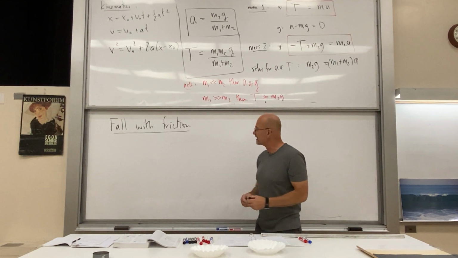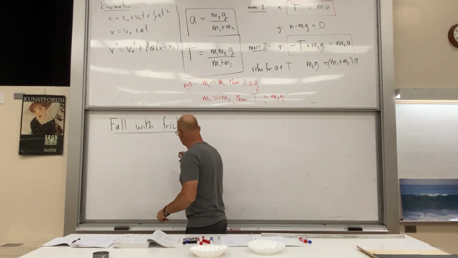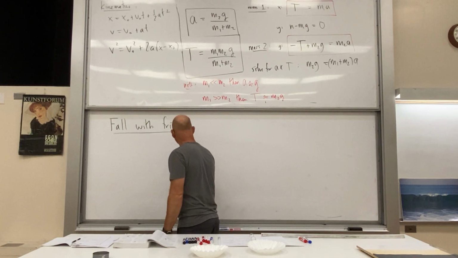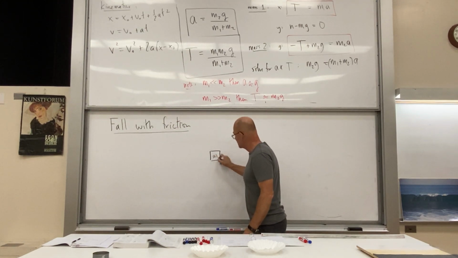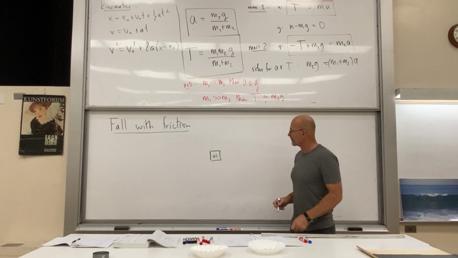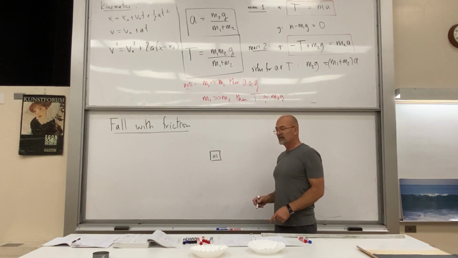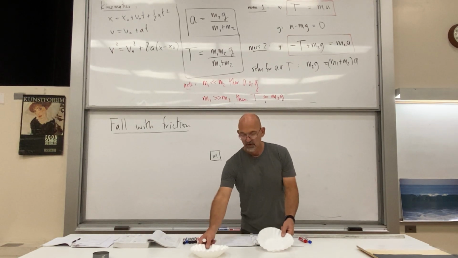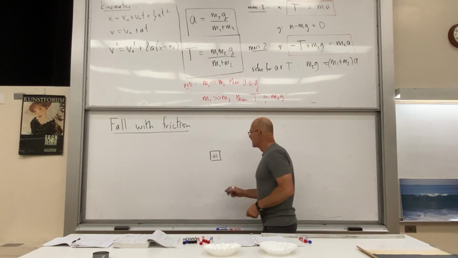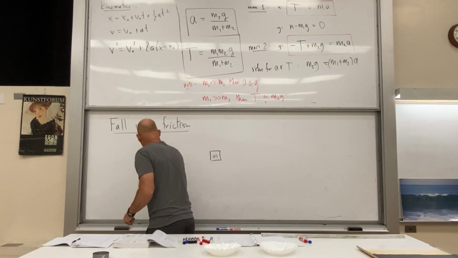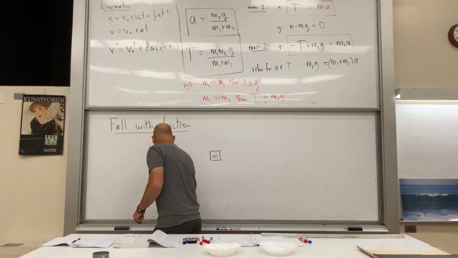So let's go ahead and sketch that situation. Of course, our mass now is just going to be a square as usual. So this is fall with friction, M. Those are my coffee filters. I had 2 M's on one side and 4 on the other. Let's go ahead and make the positive direction down.